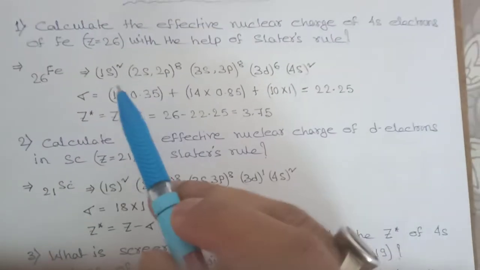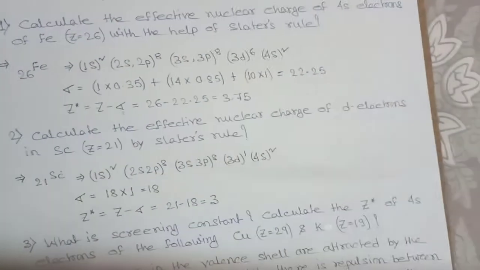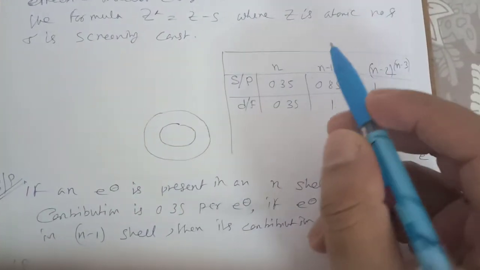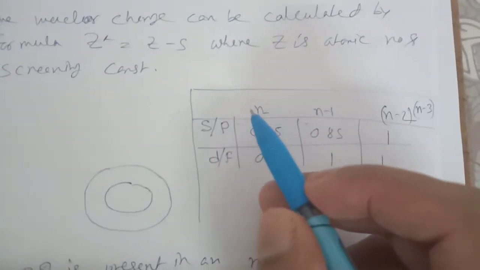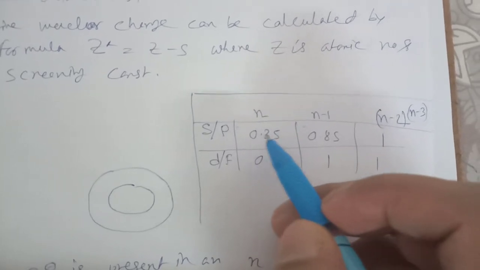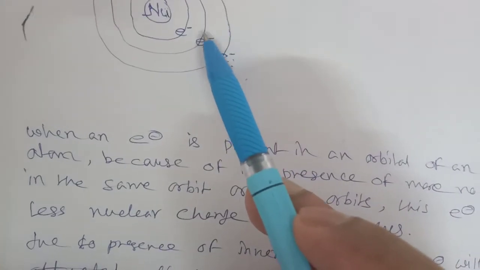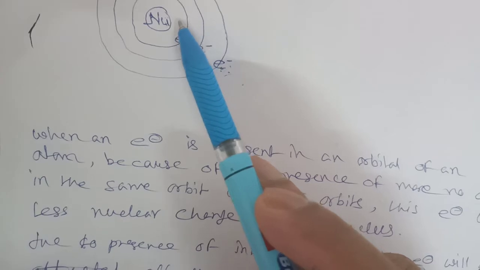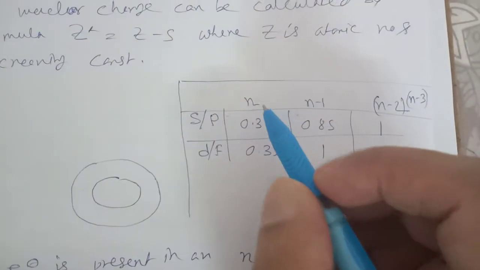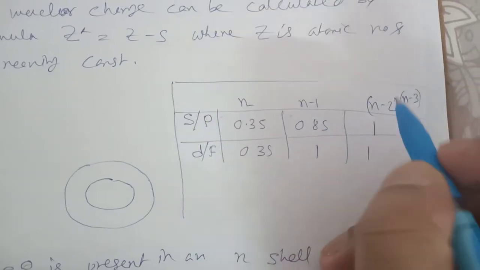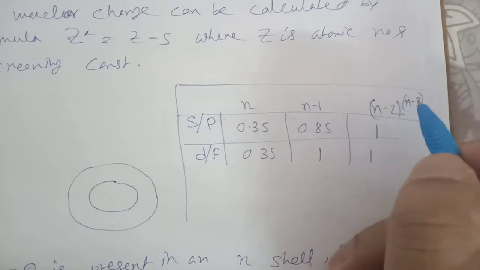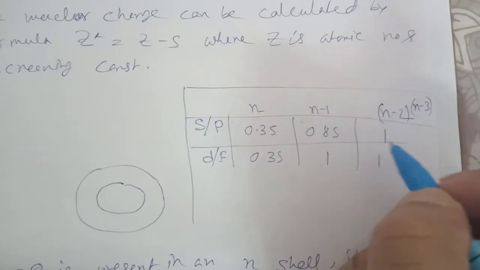Then for calculation of sigma, you have to know this table. See this one. Here, if an electron is present in the n shell, means this one, then its contribution will be 0.35 per electron. This is your n minus 1 shell, this is n minus 2 shell, there will be n minus 3 and so on. So for the n shell 0.35, for the n minus 1 shell the contribution is 0.85 per electron, and if an electron is present in n minus 2 or n minus 3 and onwards, then its contribution will be 1.